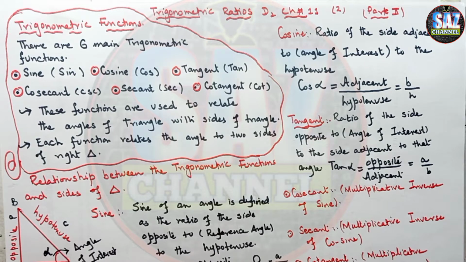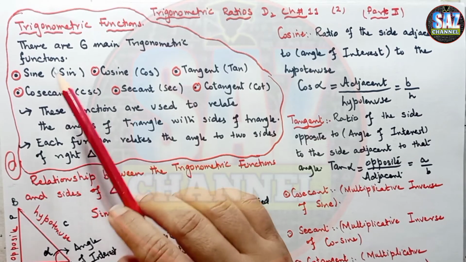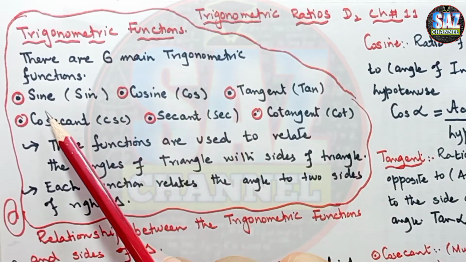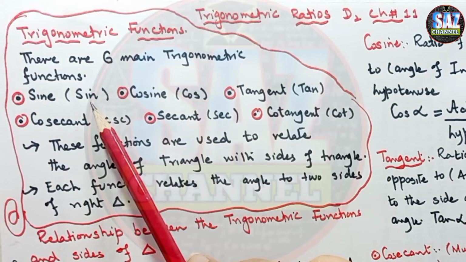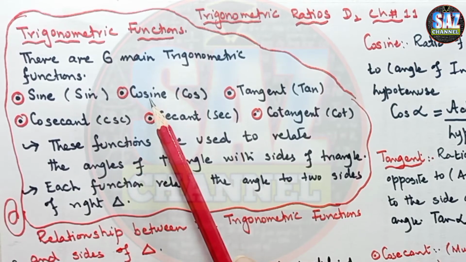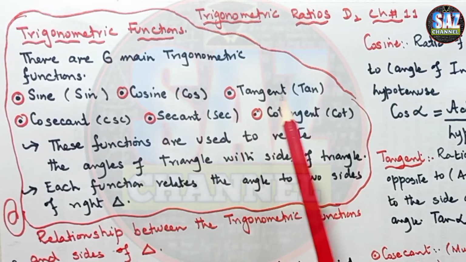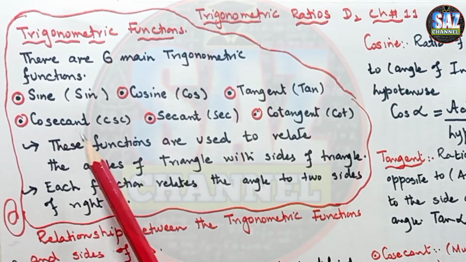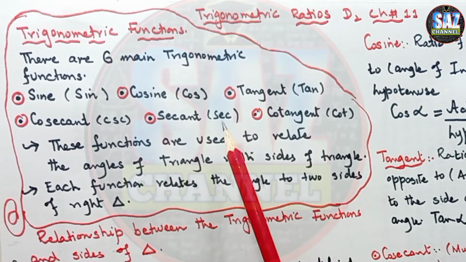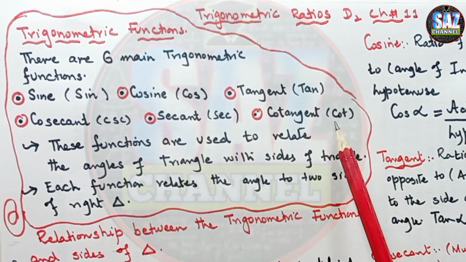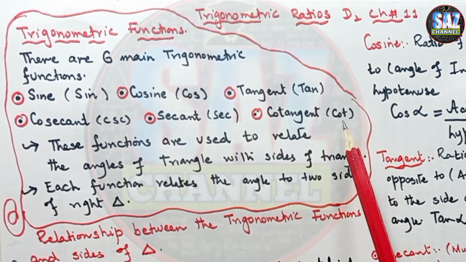Let's move to the first concept of today's lesson: what are the trigonometric functions and how many are there. There are 6 main trigonometric functions. The first one is sine, which we mostly write as sin and read as sine. Then cosine or cos, tangent or tan, then cosecant, which we write as CSC, then secant, SEC, and cotangent, which we write in short form and read as cot.